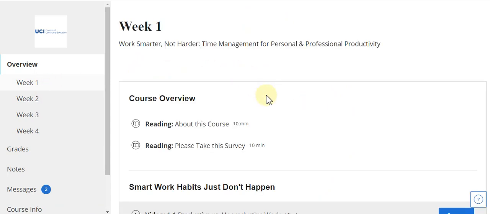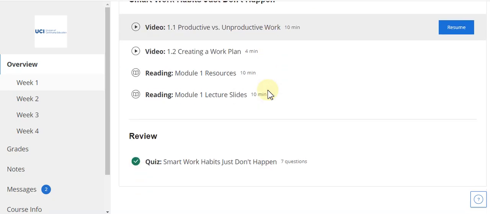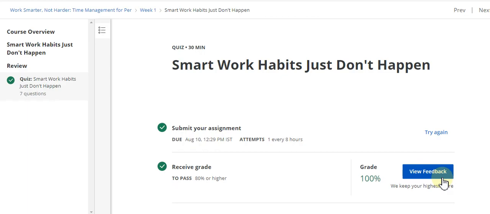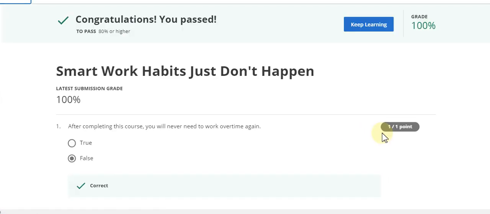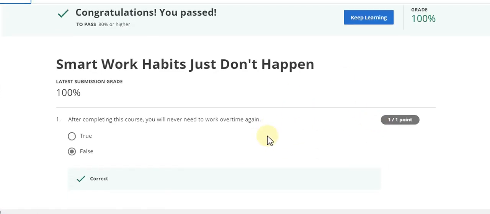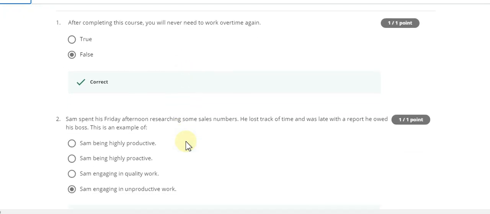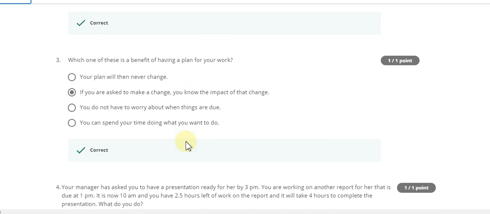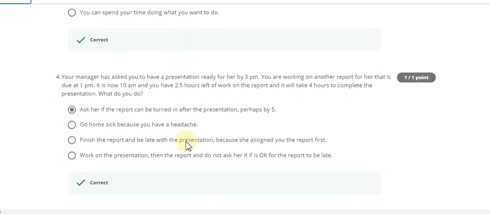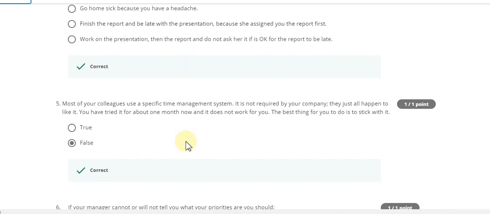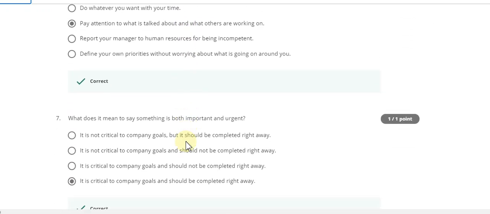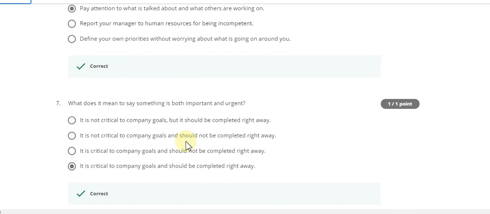Week one, go to the quiz part. And here, question number first answer is false, second answer is D, third answer is B, fourth answer is A, the fifth question answer is false, sixth answer is B, seventh answer is D, and this is the week one quiz solution of this course.